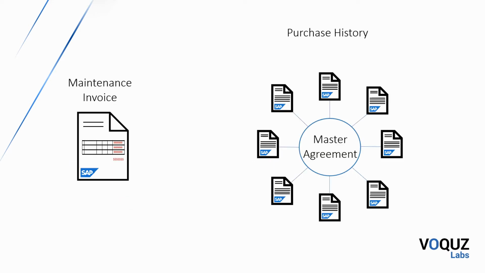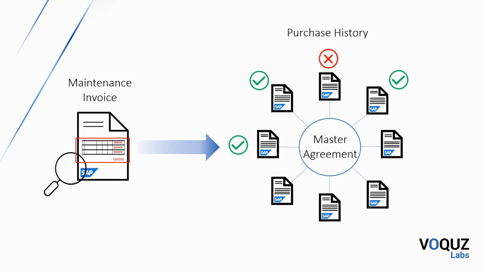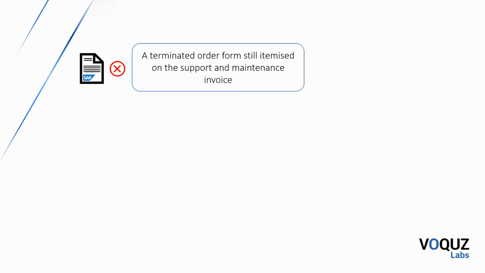The first check that should be done is cross-checking the invoice against the SAP purchase history. The SAP purchase history keeps track of all contract documents which are effective, replaced or terminated. Only effective order forms that contain license purchases should be itemized on the annual support and maintenance invoice. Terminated or replaced order forms should no longer appear on the invoice.